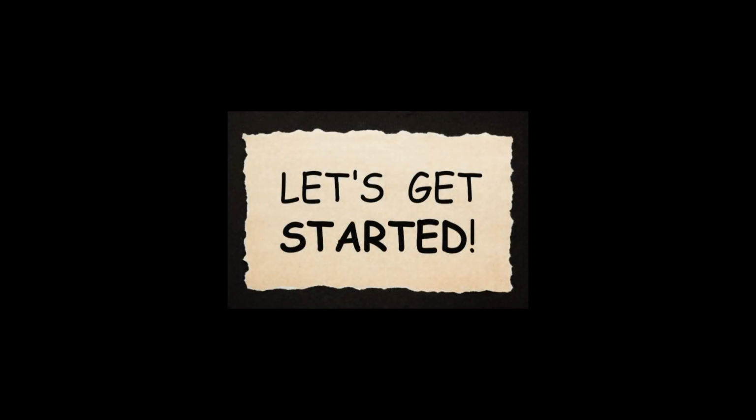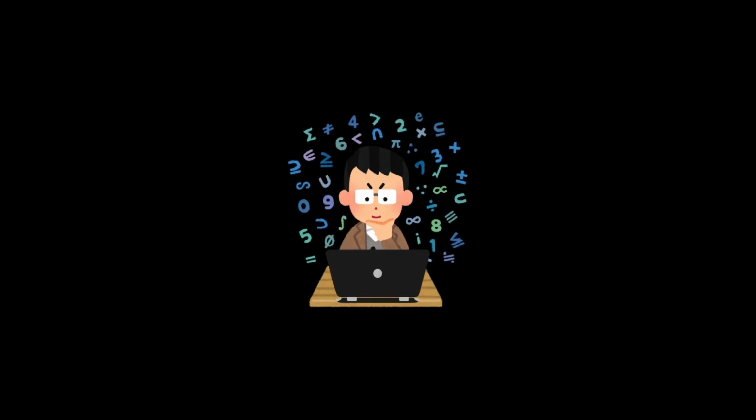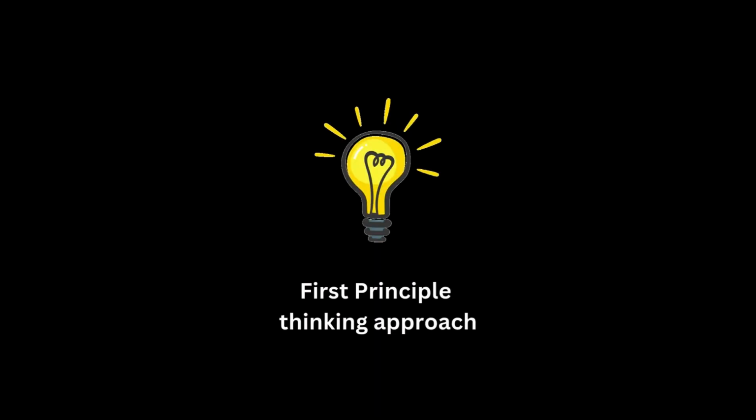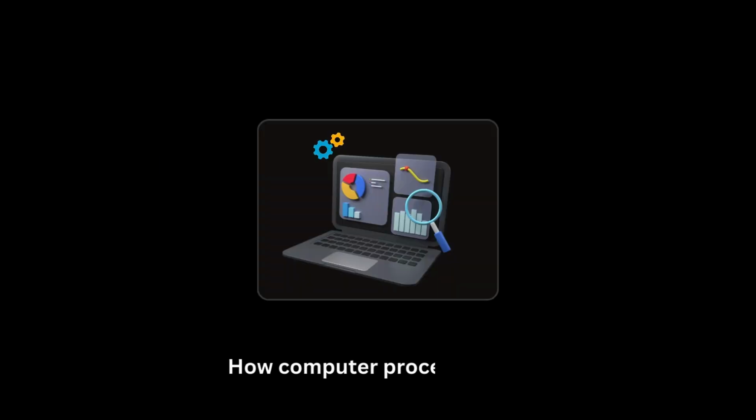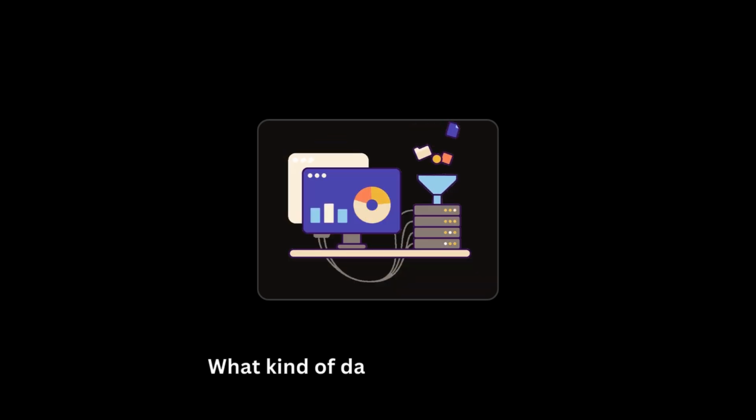Now let's get started. Learning how a computer works might seem complex, but using the first principles thinking approach, we can break it down into simpler concepts. First, let's consider how computers process data. To do that, we need to understand what kind of data a computer can access.